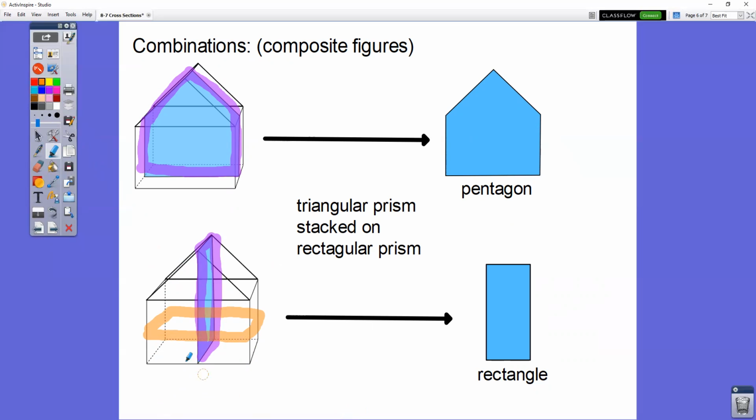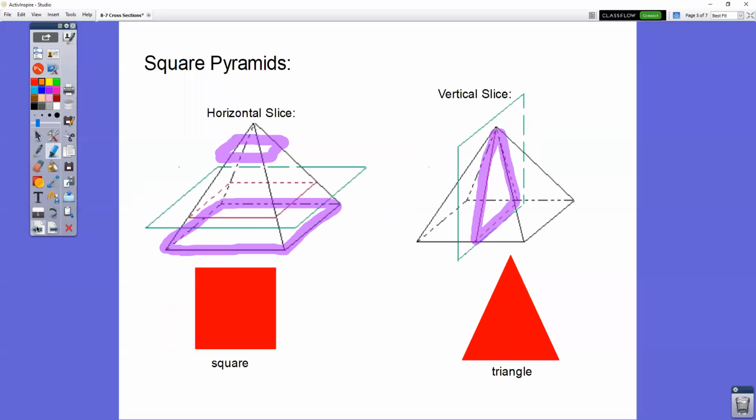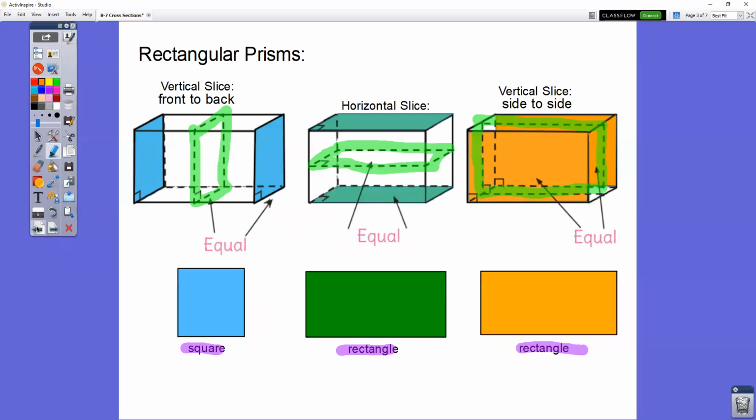So those are the types of questions that you're going to have today. They're going to ask you, when you slice it, what shape do you see? So when you open it up, what shape do you see? One of the biggest things that you need to remember is vertical goes up and down, whether it's front to back up and down or side to side up and down. And then horizontal, you're slicing it this way, going side to side.